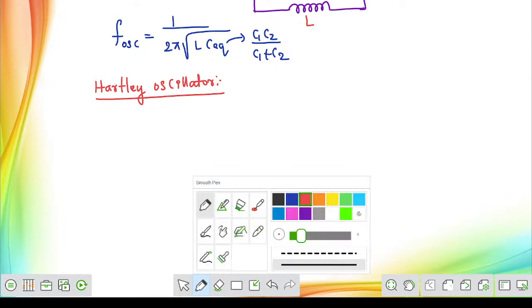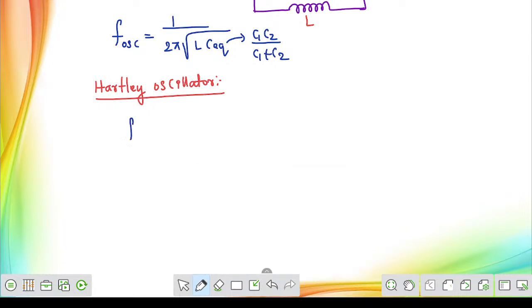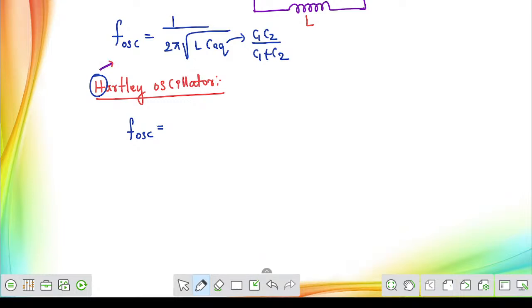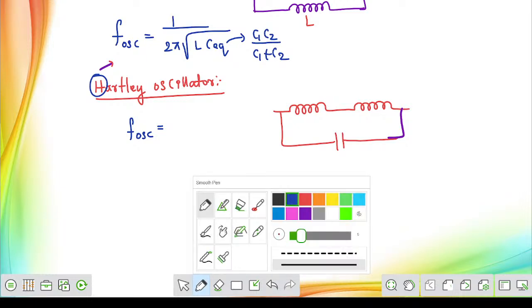I will tell you. The value of the frequency of oscillation for the Hartley oscillator, once again, is given by a formula. The name starts with H. You can remember it like this: H indicates the unit of inductor. So when the name starts with H, it is the unit of inductor, so connect two inductors in series. Just for remembering purposes, I am saying this. You should remember it like this.